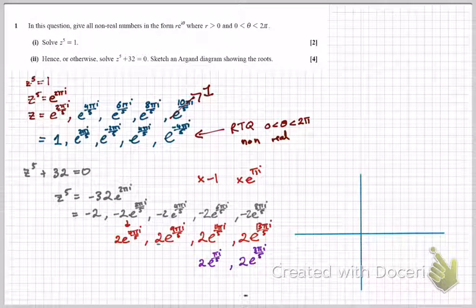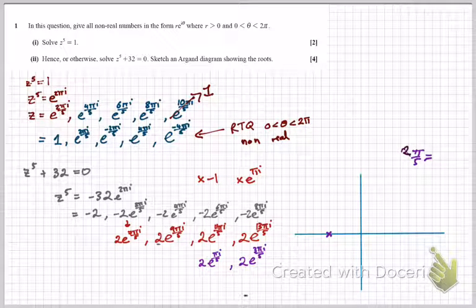Okay, next we can plot all of these on an Argand diagram. We know that 2 pi over 5 is the same as 72 degrees, and we know they're going to be equally spaced 72 degrees apart. So negative 2 has been plotted already, that's on the real line. They all have magnitude 2, so they lie on this circle.